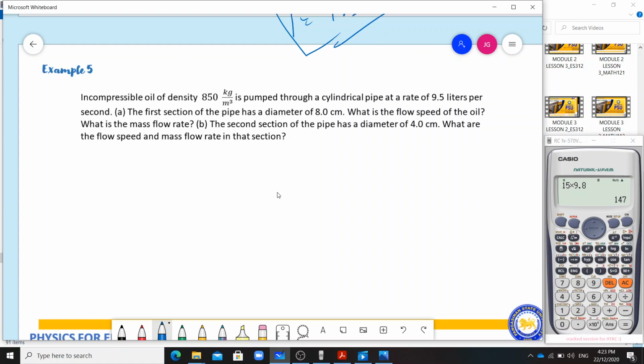Okay. What is the flow speed? Ang hinahanap is speed. Meron siyang binigay na rate na 9.5 liters per second. Ito yung dV over dt. That is 9.5 liters per second. Okay.